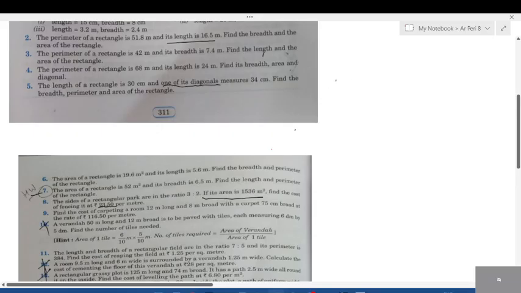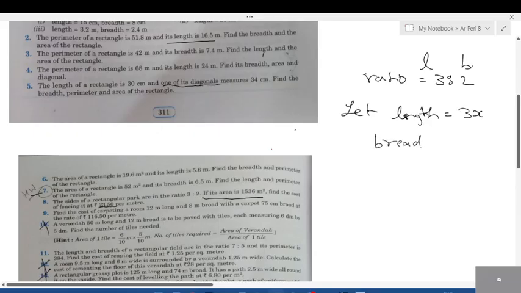Fine, students. Eighth question. Before solving the ninth and 11th, how did we solve the eighth one? The sides of a rectangular park are in the ratio 3 is to 2. They always give length first. You have to assume length and breadth. Let length be 3x. Then what do you take breadth as? Breadth is 2x. Length is 3x, breadth is 2x.